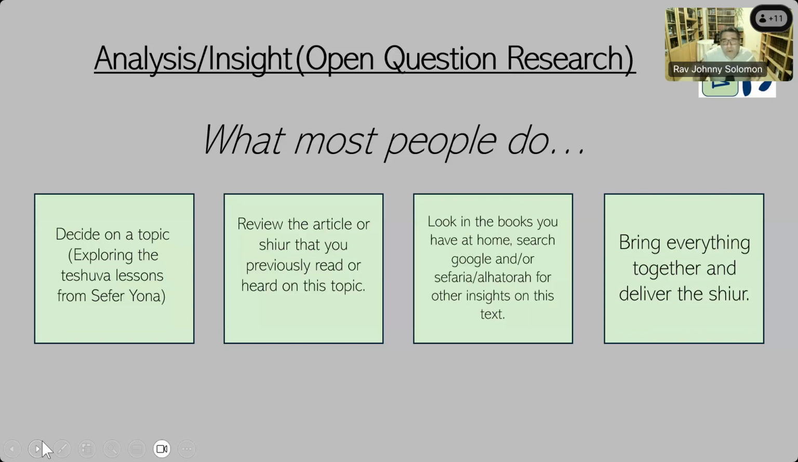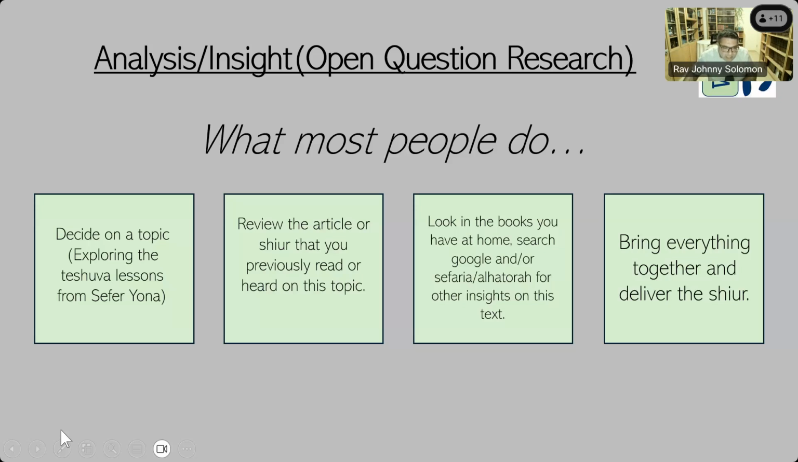And I say, I want to give a shiur on Yonah, and I want to speak about the lessons of tshuva that we learn from the book. I haven't necessarily defined what the answers will be. I know that I'm going to look for some insights which I wish to share. Now, like I said before, oftentimes we choose a topic because we read an article or heard a shiur which inspired us, and then we try and regurgitate that and add some additional sources, either based on books we have at home or on things we find on Google, on Sefaria or Al HaTorah, and all these other great resources. And we then try and bring things together.